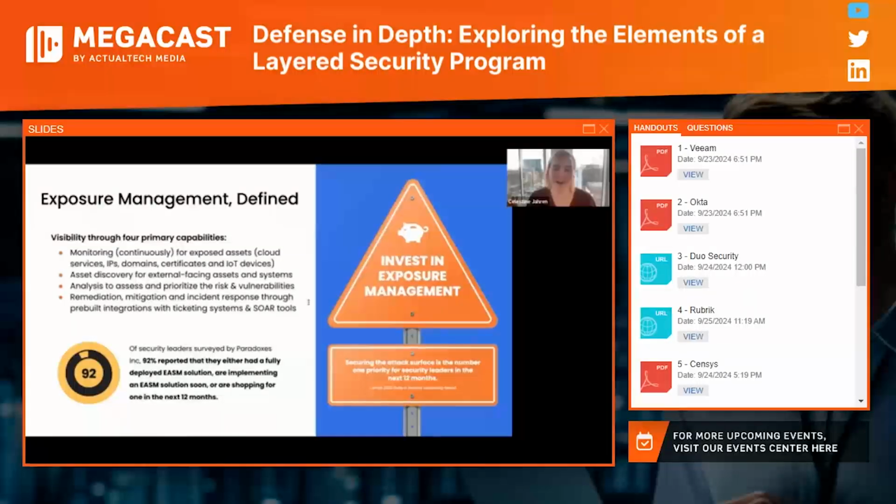We're seeing a lot of organizations who have it all, so to speak, in terms of tooling, turn to exposure management to give them the visibility they still lack. This year alone, 92% of security leaders are either considering or deploying an EASM solution. And we see analyst firms like Forrester or Gartner making more predictions around these tools.